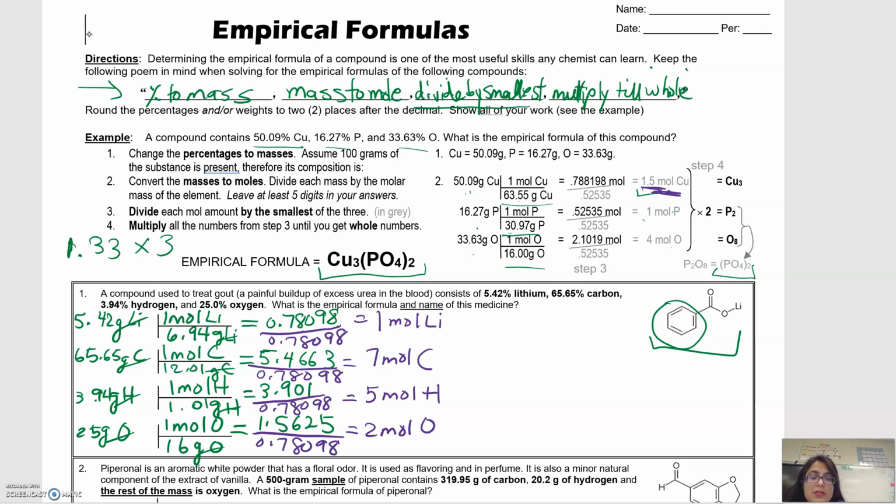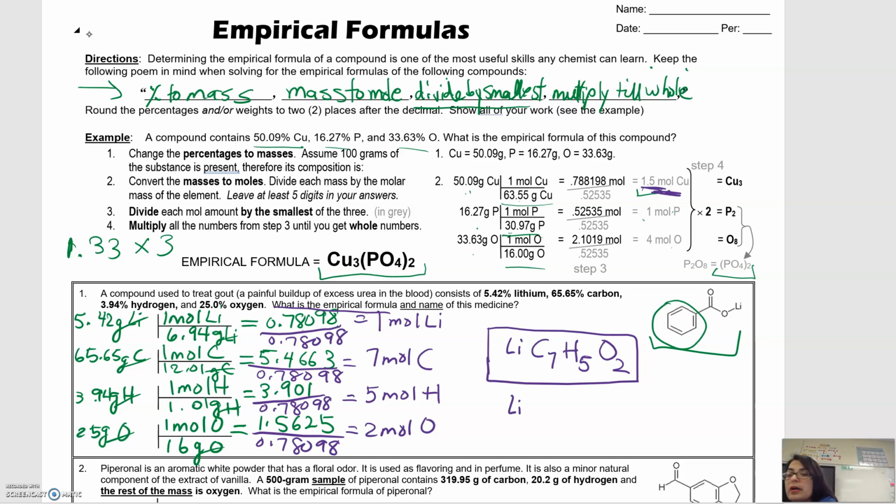So now you can put together your formula. Li is 1, which is right here. Carbon is 7. Next thing is going to be hydrogen is 5 and oxygen is 2. And this is your formula. And notice it says, what is the empirical formula, which is right here, and the name. So you guys know how to do the names. You guys already have your polyatomics.